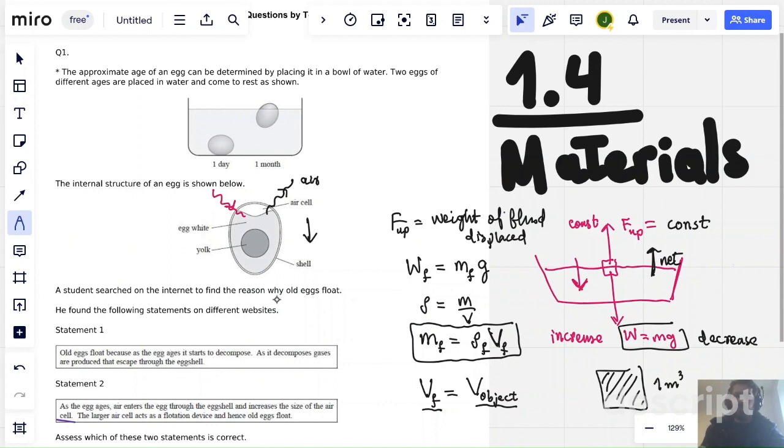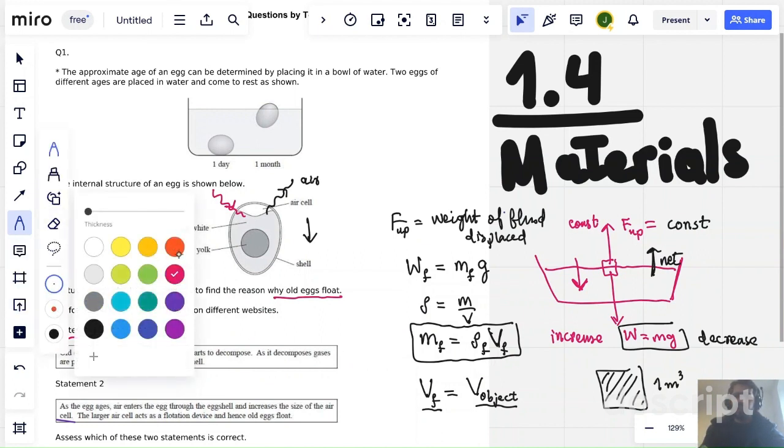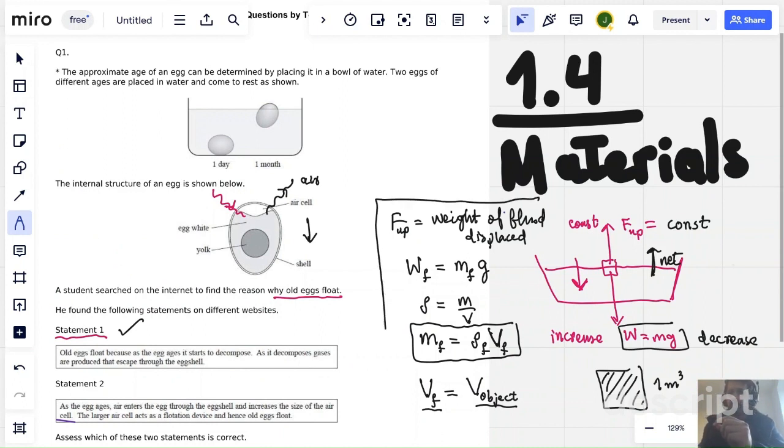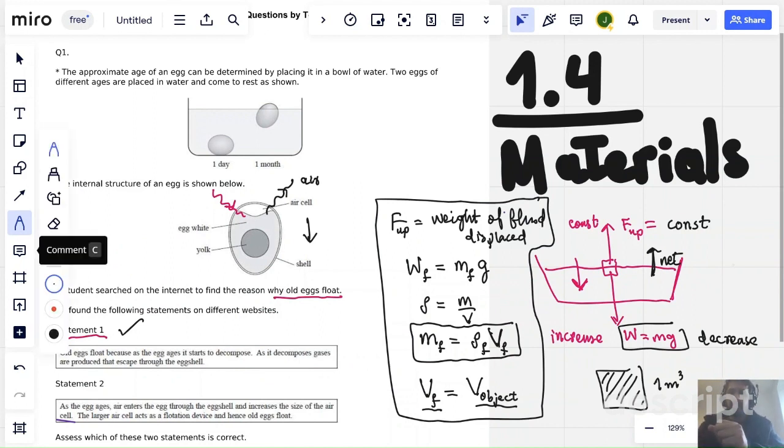The question was, why do old eggs float? So it must be the first statement. The first statement must be correct because as a result of the first statement, the weight has decreased while the upthrust force is constant, and the net force is upward, so it will float. So the first statement is correct. Now you will see we will use the same concept in other questions to find how objects float and why they sink, and it will be very easy to answer these questions.